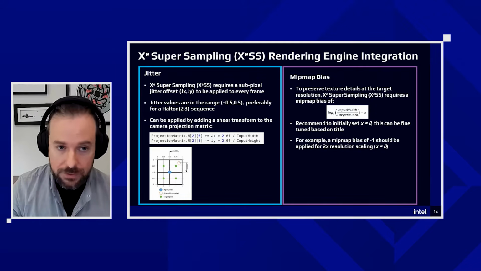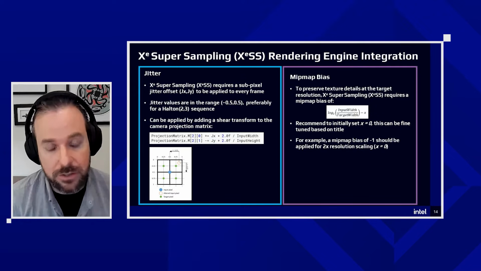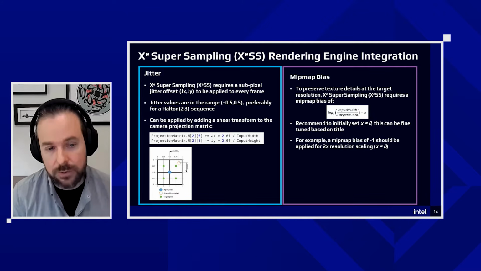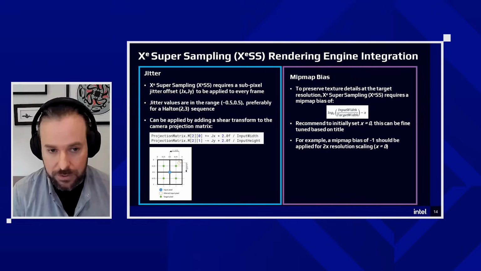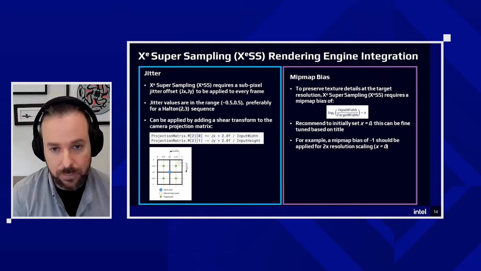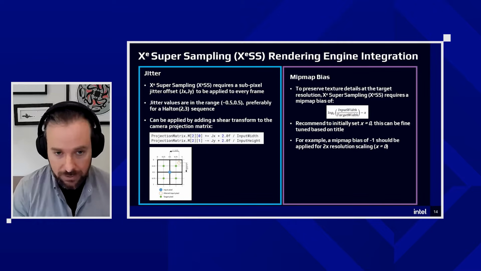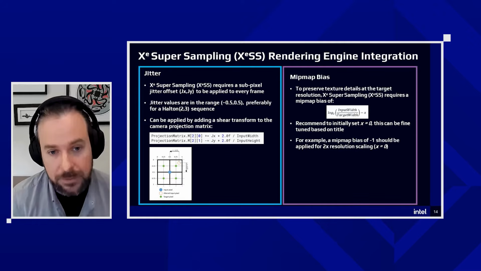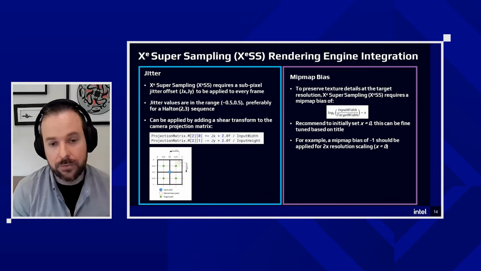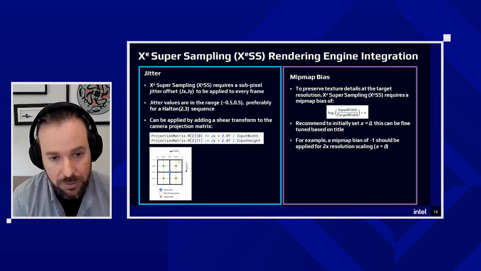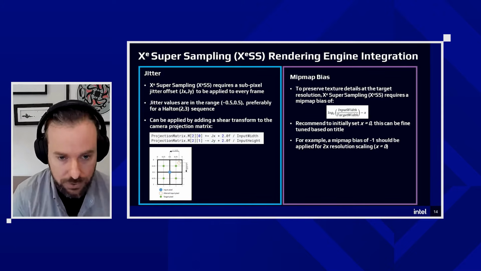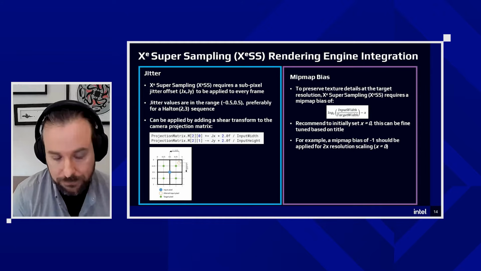So going a bit more into detail, to integrate XeSS into the engine, first of all, you should take care of jitter. Ideally, you should have a static scene with no camera motion, and just make sure the jitter is passed correctly. XeSS requires a subpixel jitter offset, and it has to be applied for every frame. As I mentioned, ideally it should be a Halton sequence, and the range of the jitter should be within -0.5 to 0.5. This jitter can be applied directly as a shear transformation to the camera projection matrix, and you can use this equation to apply it.